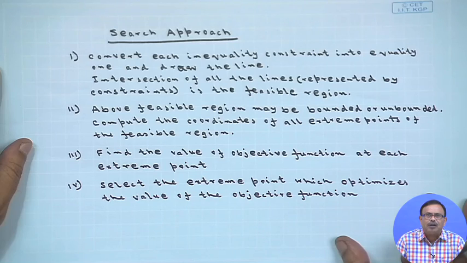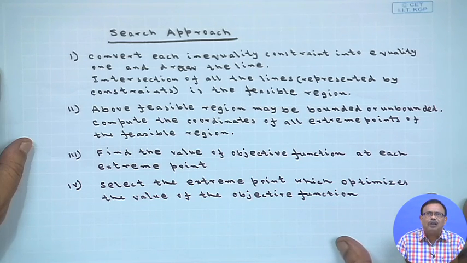The first step is to convert each inequality constraint into an equality constraint and draw the line, because in the LPP you have seen the constraint may be an equality or an inequality, that is, greater than or equal to, or less than or equal to. So, you have to treat all the inequality constraints as equalities, so that you can draw a corresponding line for that particular constraint.